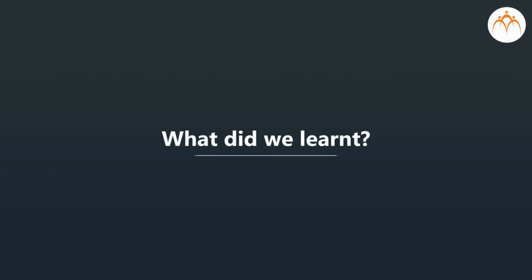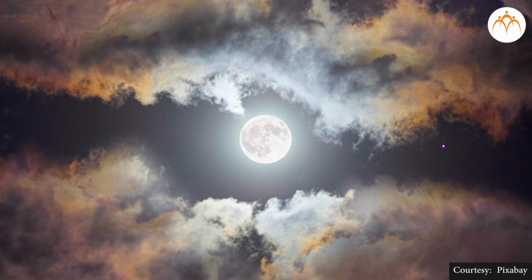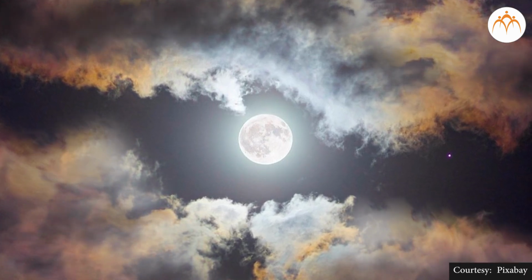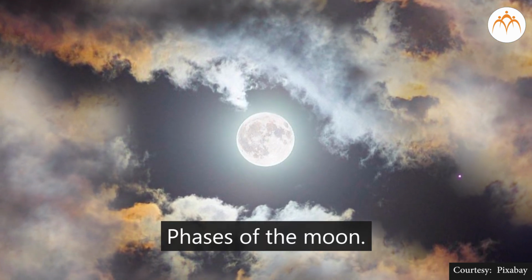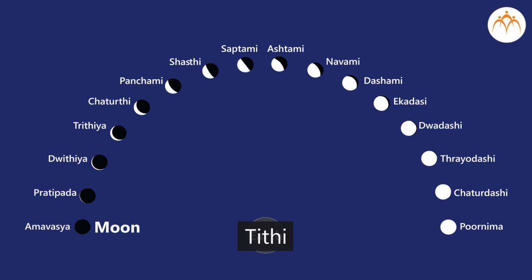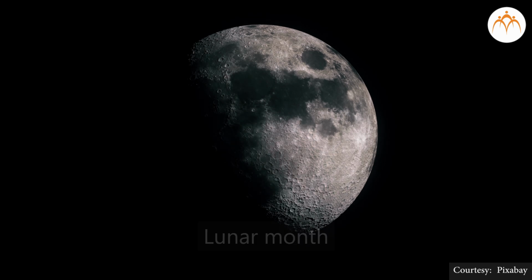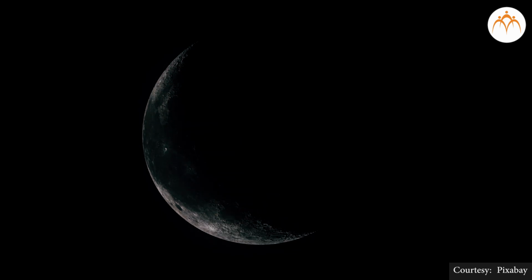What did we learn? Along with the earth, the moon also revolves around the sun. The moon does not have its own light. The illuminated parts of the moon, as seen from the earth day by day, are called phases of the moon. The lunar month means the month according to the phases of the moon. Tithi means the names of the days according to these phases. The period from one new moon to the next new moon is called lunar month. It is about 28 to 30 days. Each day of the lunar month is called Tithi.